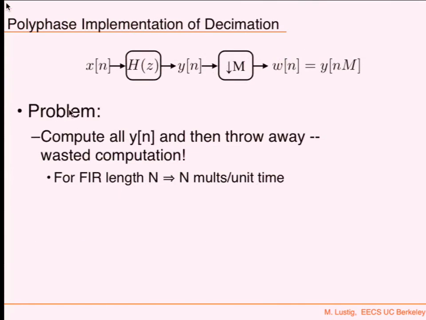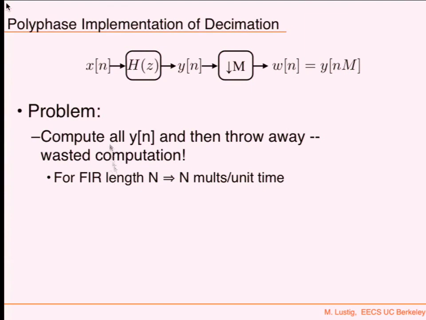Okay, so now the problem is that if I have a system where x[n] goes to H(z), and then I'm downsampling, and getting w[n], this is really a downsampled version of y, which is the result of the filtering. So again, my argument is that I filtered something, I computed something, and I throw it away. I shouldn't be computing it at all. Then I would save computation. So let's see how we're going to do this.